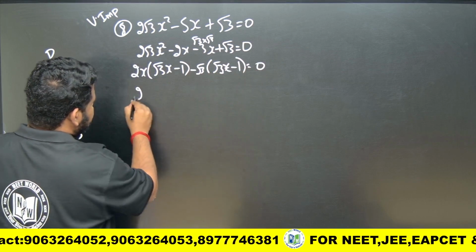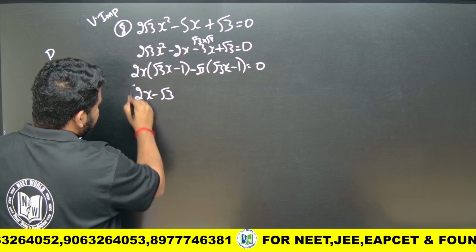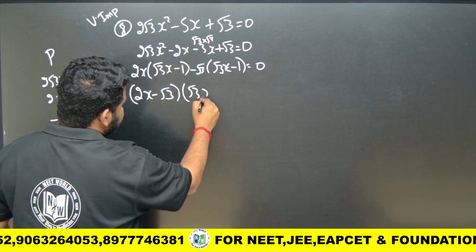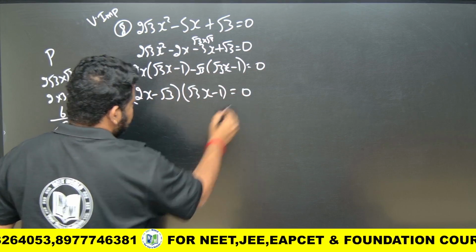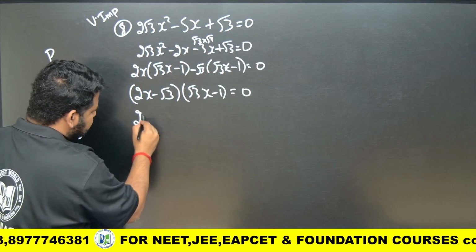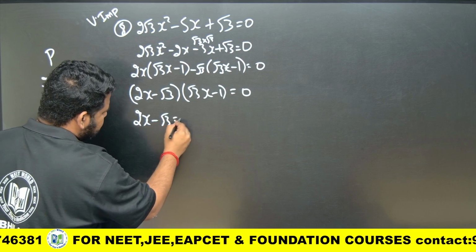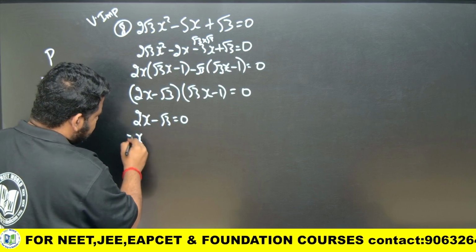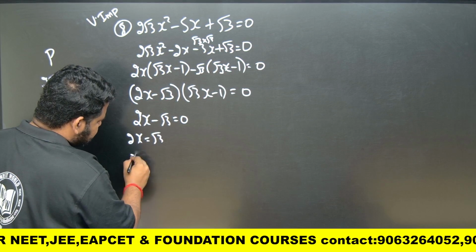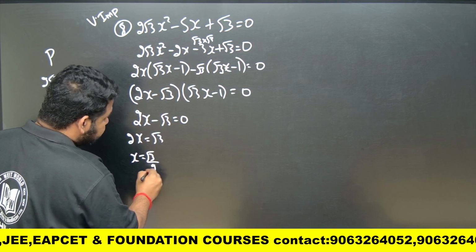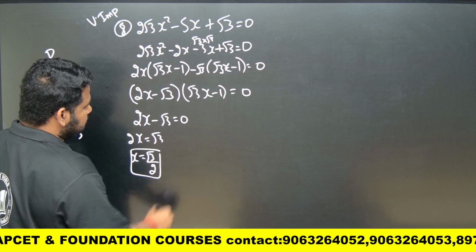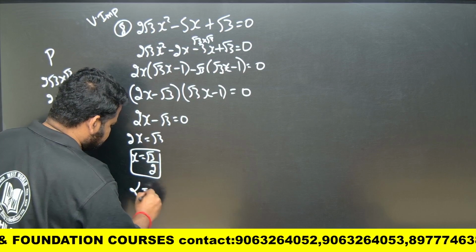Now, what I have? 2x minus root 3 and root 3x minus 1 is equal to 0. Now, let me equate it to 0 and find out the value of x. 2x minus root 3 is equal to 0. I will get the x value: 2x is equal to root 3, and x is equal to root 3 by 2. This is nothing but alpha is equal to root 3 by 2.